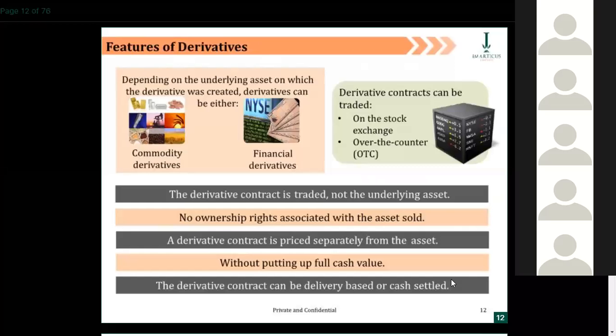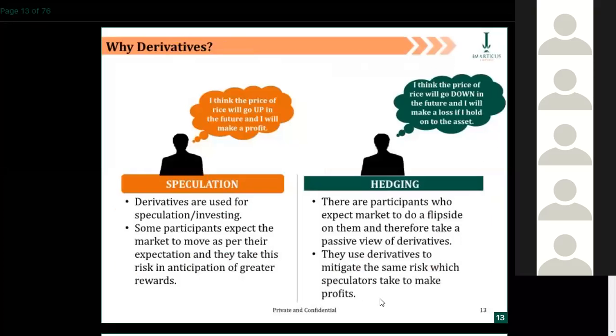Okay, so this is done without putting a full cash value. Understood what that meant. A derivative contract can be delivery based or cash settled. This we have done, right? So why derivatives? For speculation or hedging? Either you're doing it for speculation or you're doing it for hedging. Hedging and speculation, both examples we have already covered.